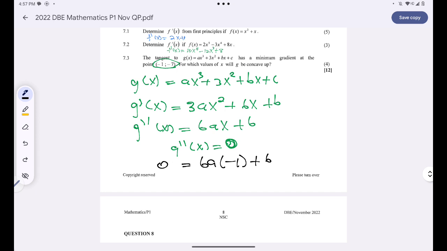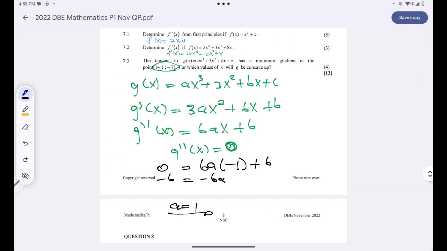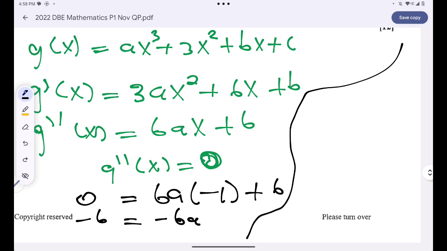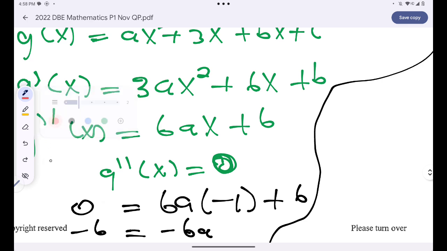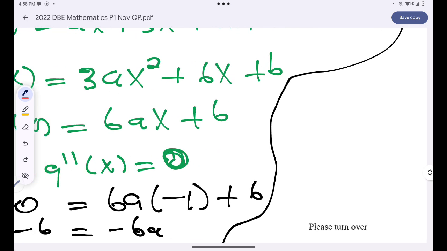So now I have only one unknown, which is a. I can simply solve for a. So negative 6 is equal to negative 6a. Divide both sides by negative 6, then a is 1. Are you together? So now I do know the value of a. I can simply use it to answer the question. Remember that g of x was equal to ax cubed. The value of a is 1, right? So I'll say x cubed plus 3x squared plus bx plus c.